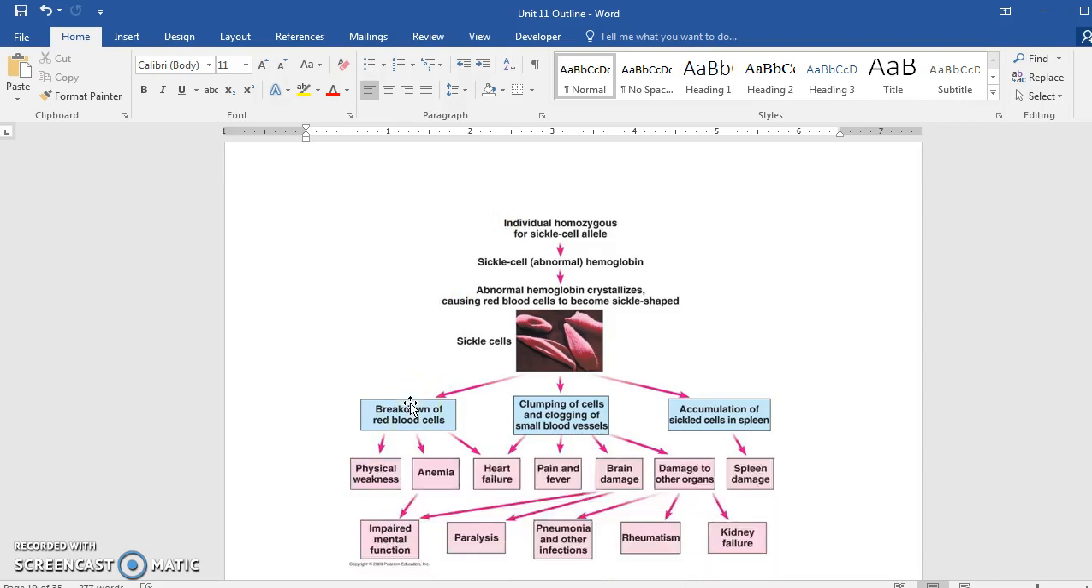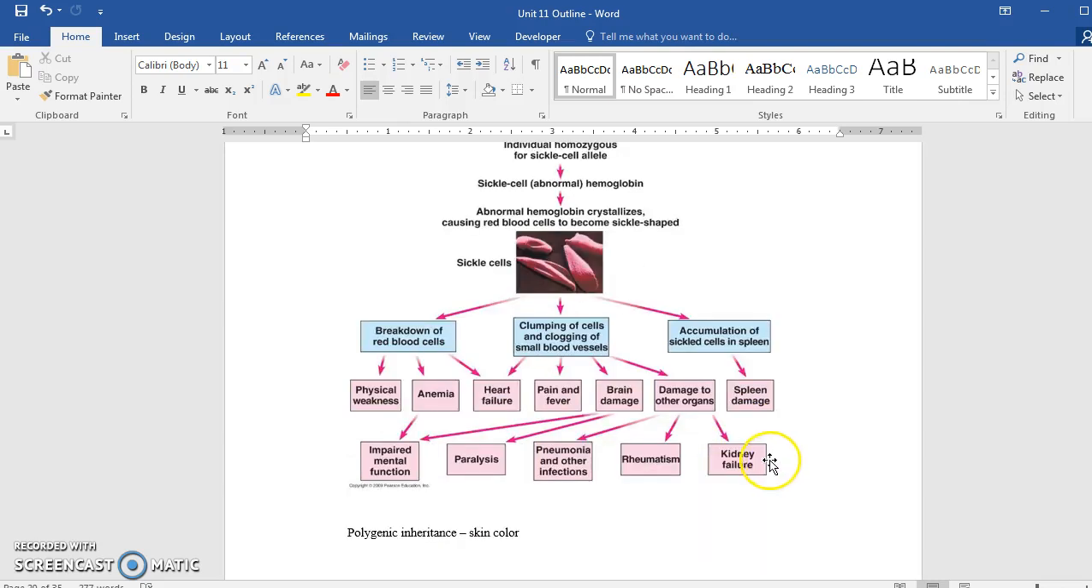What happens is, in some cases, there will be a breakdown of red blood cells. This causes other problems. There can be clumping of cells and clogging of small blood vessels, such as the capillaries. That causes different types of problems. And there can be accumulation of sickle cells in the spleen, which can cause spleen damage. It just depends on what's happening where in the person. It can be different things for different people, even though it's the same genetic condition.